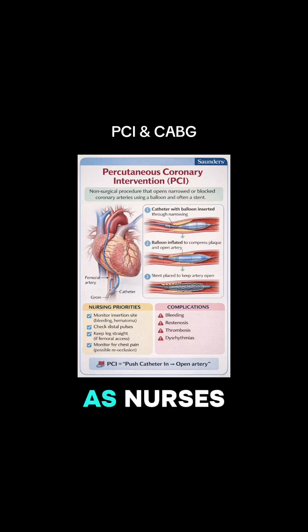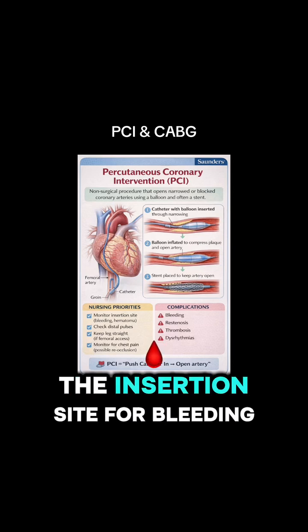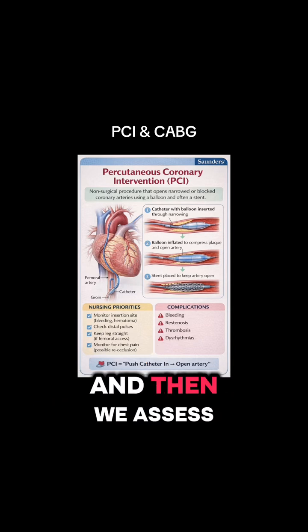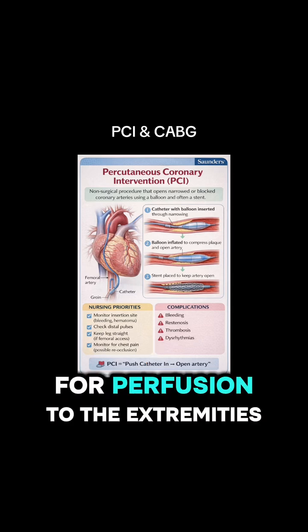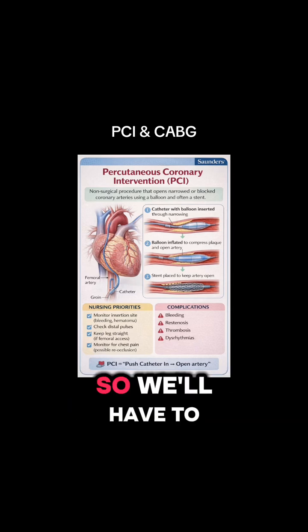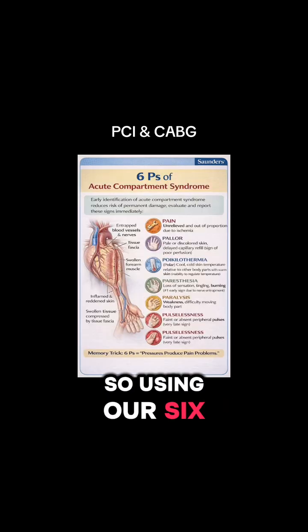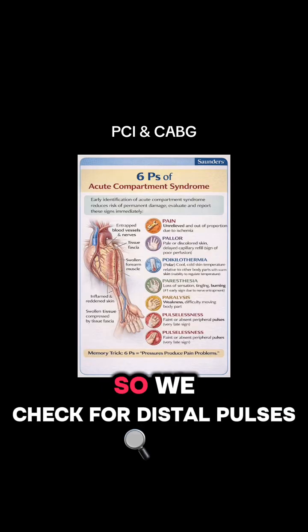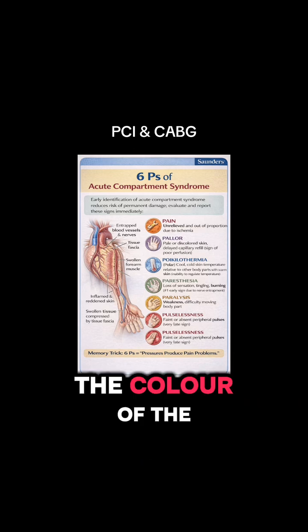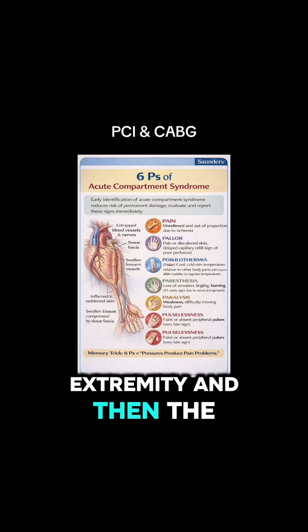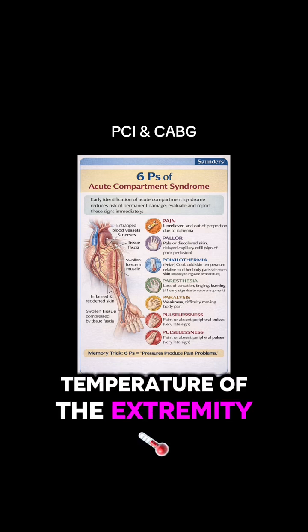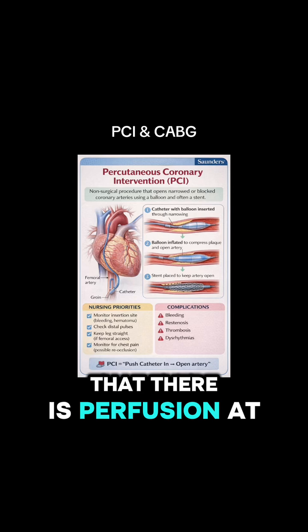Things we need to do as nurses. We need to monitor the insertion site for bleeding, and then we assess for perfusion to the extremities. So we'll have to check our distal pulses. So using our 6Ps, it will help us a lot. So we check for distal pulses, the color of the extremity, and then the temperature at the extremity, just to be sure that there is perfusion at that site.